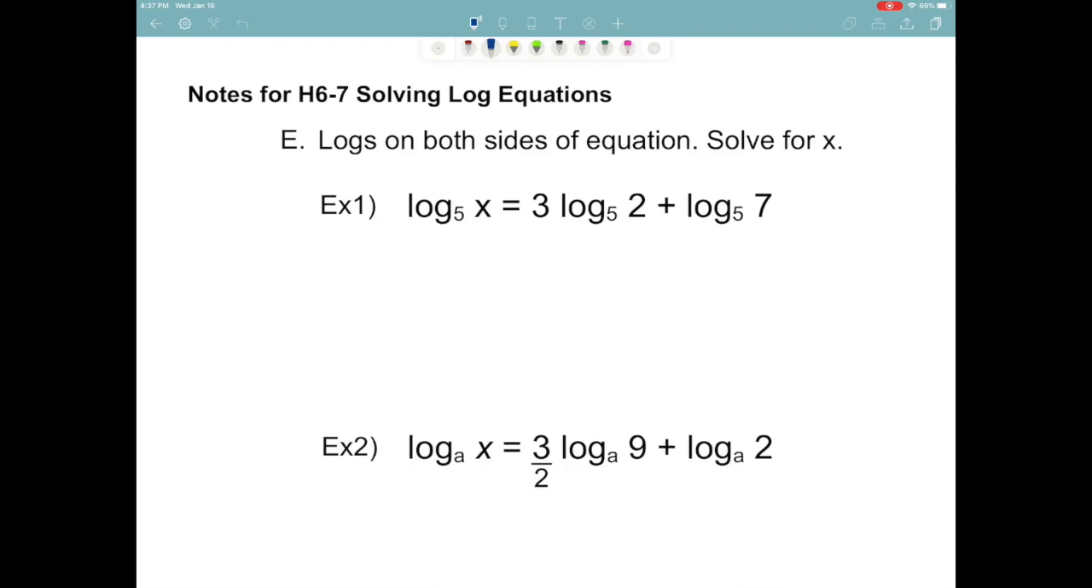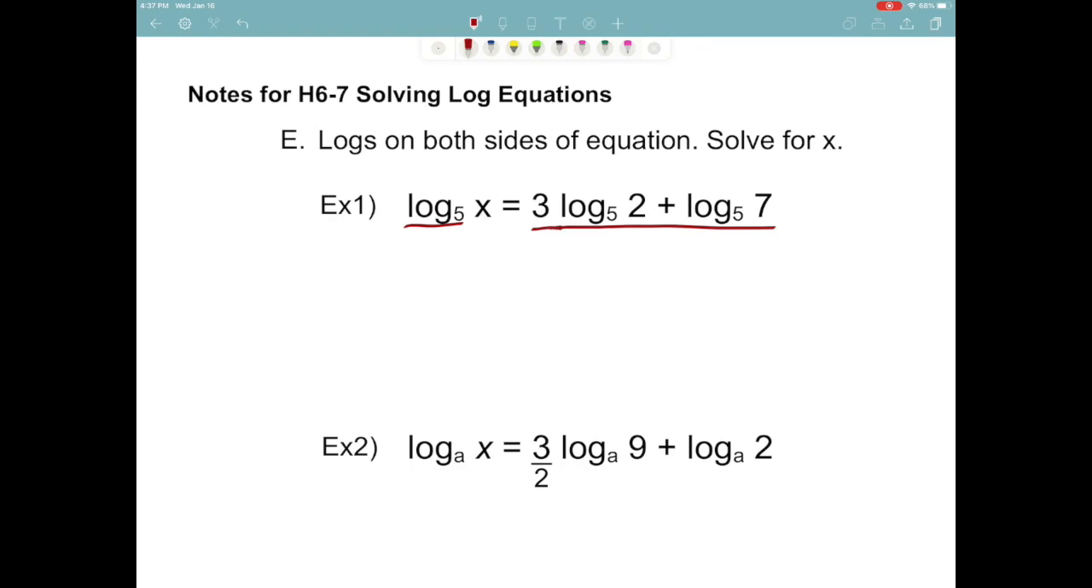Next one, slide E, says logs on both sides of the equation. We did a little bit of these in previous notes. This is where we've got at least one log on each side. I said you need to start paying attention to the details that the equations are giving you. If you have logs on both sides, a lot of times they're a little bit easier because we can get it down to single logs and drop the logs. But we have to make sure we do that first.